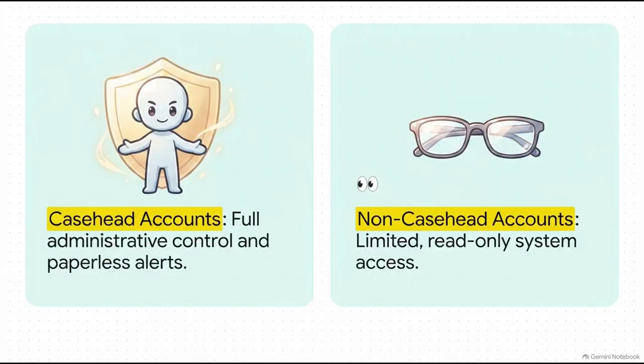It's also super important to understand how user roles work within your household. The system actually distinguishes between what it calls casehead accounts and non-casehead accounts. Basically, only the primary casehead gets full administrative control. That means only they can configure text reminders, opt into paperless notifications, or request new benefits. Other members of the household, well, even if they're actively receiving Medicaid, they only get limited read-only access to the system.